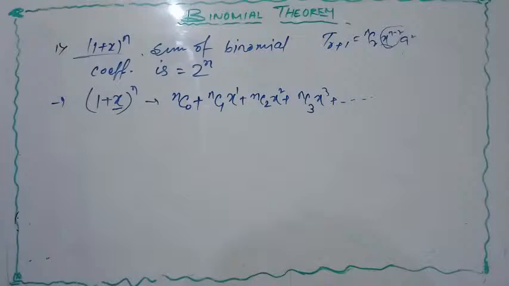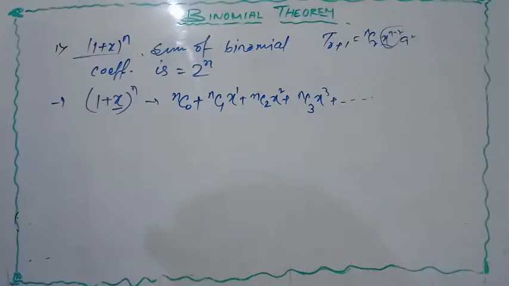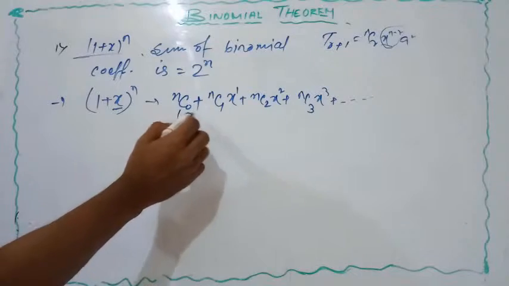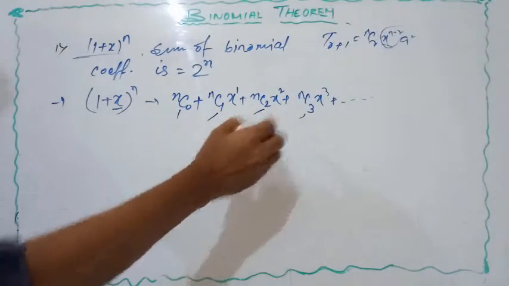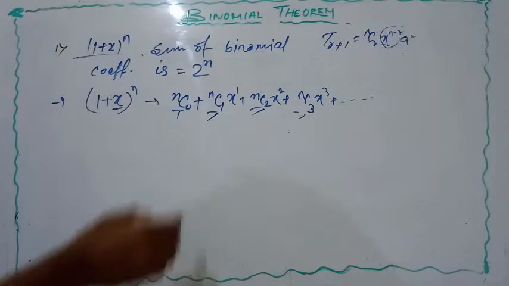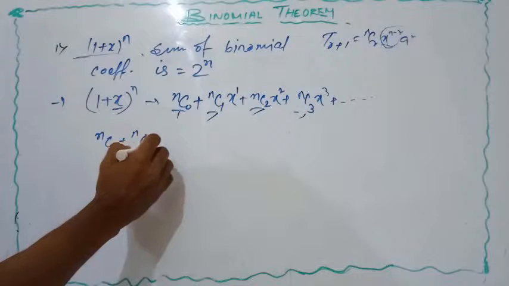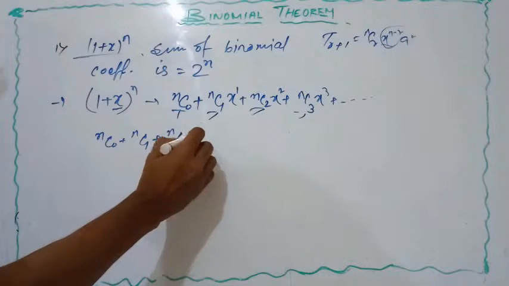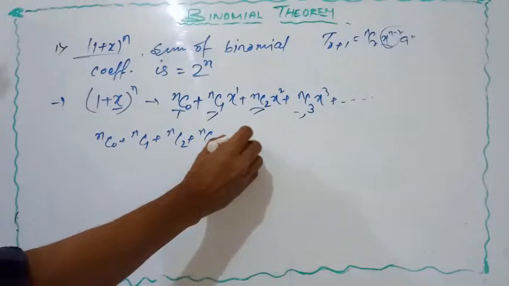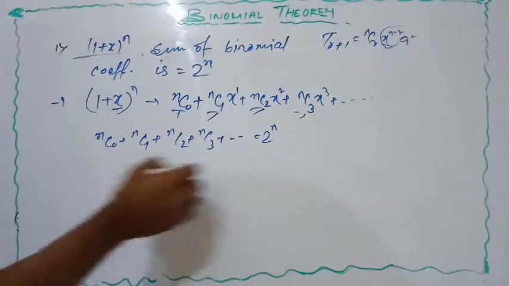So what do we have to find? We have to prove the sum of binomial coefficients. What are the coefficients here? nC0, nC1, nC2, nC3, all are binomial coefficients. So the sum of binomial coefficients, that is nC0 + nC1 + nC2 + nC3 and so on, is equal to 2^n. That we have to prove.